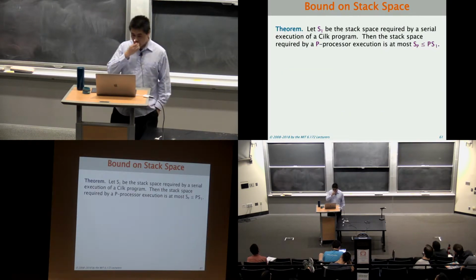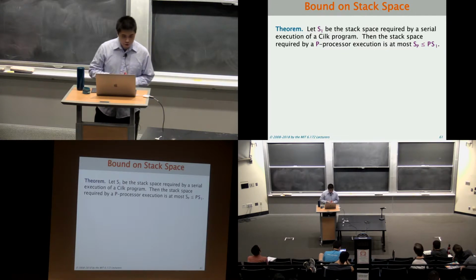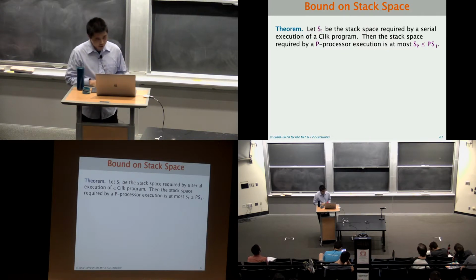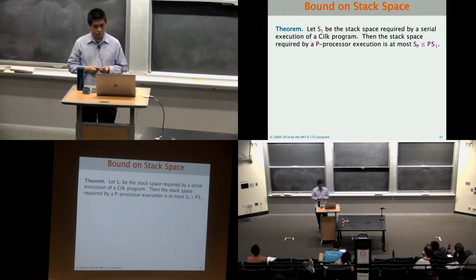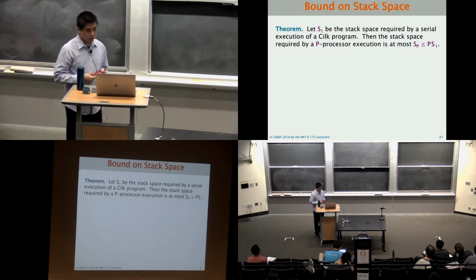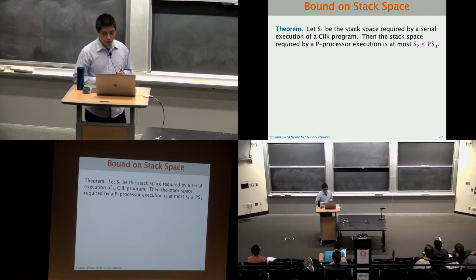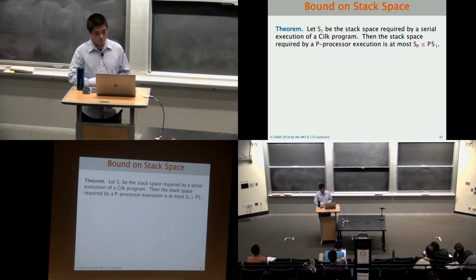We can also bound the stack space used by a Silk program. Let S sub 1 be the stack space required by the serial execution of a Silk program. Then the stack space required by a P processor execution is going to be bounded by P times S1. So S sub P, the stack space required by P processor execution, is less than or equal to P times S1.